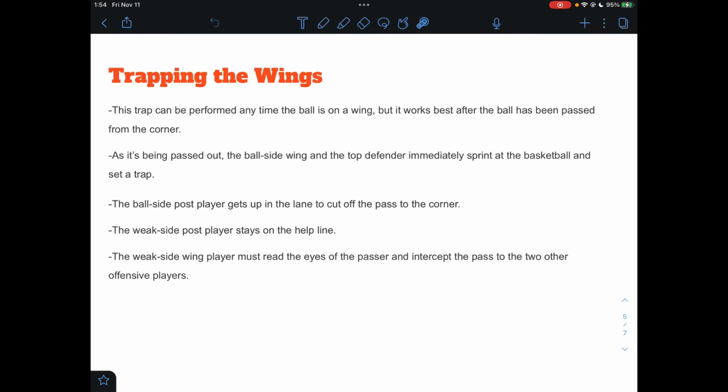As it's being passed from the corner to the wing, the ball side wing and the top defender are going to sprint and set that trap. The ball side post player will get up in the lane to cut off the pass back to the corner. The weak side post player will be in the help line, stay help in the middle, and the weak side wing must read the eyes of the passer and intercept the pass of the other two offensive players.